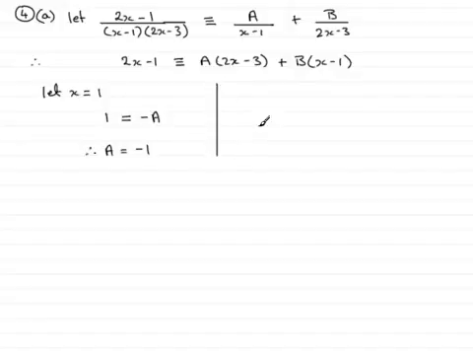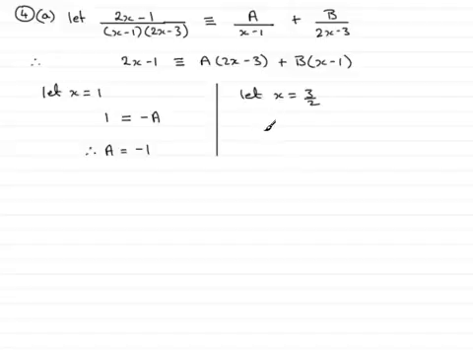Okay, we now want to find out what b is, and we can do that by making this bracket go to 0. And that would mean that x would have to be 3 over 2, 1.5. So I'm going to say let x equal 1.5 or 3 over 2. And if we do that, then 1.5 times 2 is going to be 3. 3 take away 1 is 2.